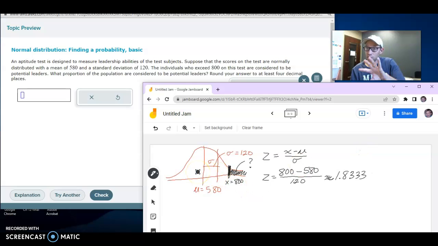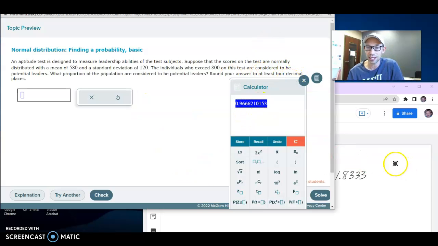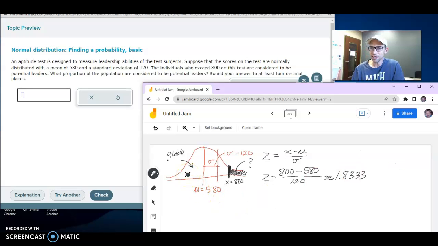Well, as it turns out, remember, the calculator gives us the portion to the left. So this is 0.9666, 96.66%. But that's not what we want. We want the portion to the right. We want the portion above that cutoff. So this is where we need to take 1 minus 0.9666, and that will give us 0.0334. Here is the portion to the right.